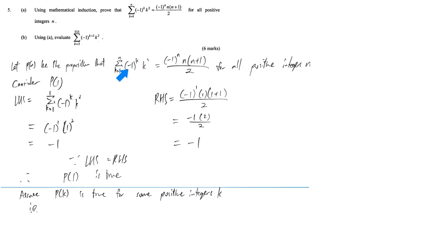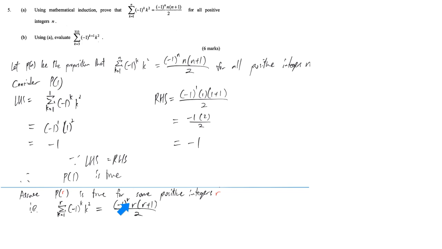That means this is correct, but however, we use k as a general item in the loop. So therefore, we better use another integer. Maybe we use r. Which means that we assume when k is equal to 1 up to the case that k is equal to r, -1 power of k times k power of 2, all added together, will give you -1 power of r times r times r plus 1 divided by 2.